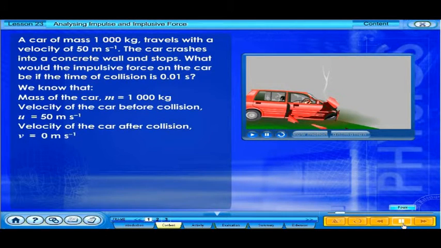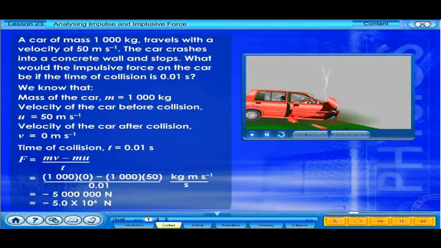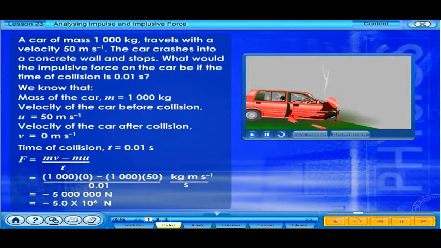We know that mass of the car, m, equals 1,000 kilograms. Velocity of the car before collision, u, equals 50 meters per second. Velocity of the car after collision, v, equals 0 meters per second. The impulsive force exerted on the car if time of collision is 0.01 seconds is -5,000,000 newtons. The negative sign indicates the impulsive force exerted is in the opposite direction to the motion of the car.